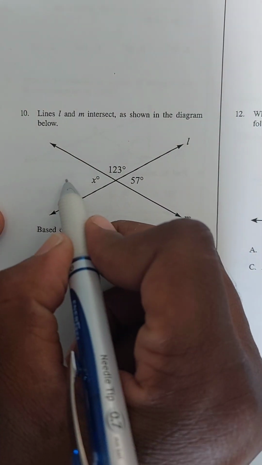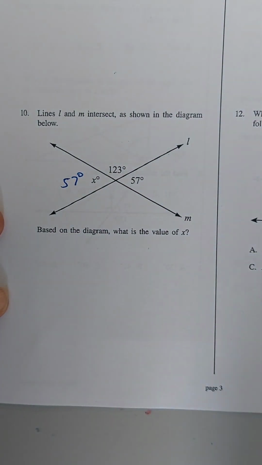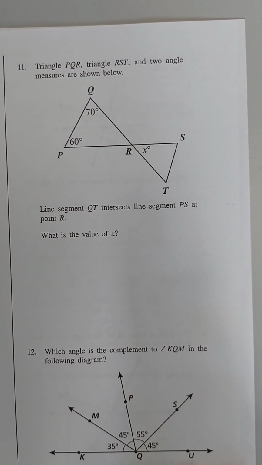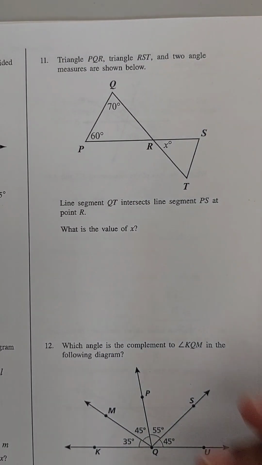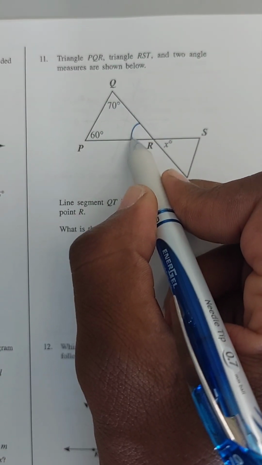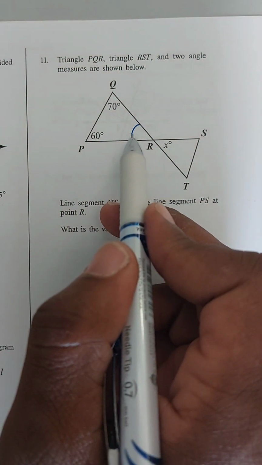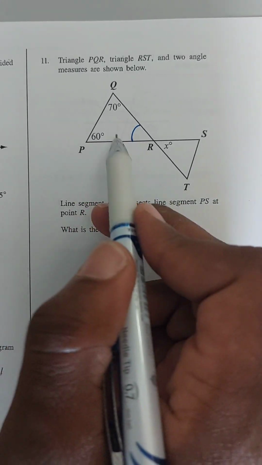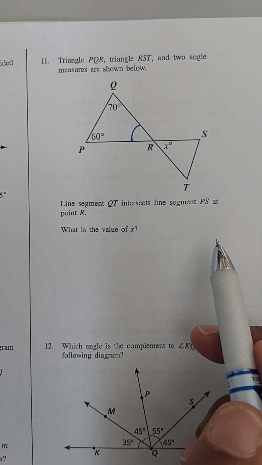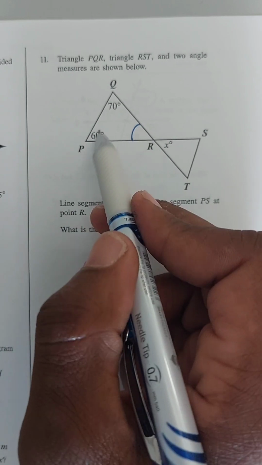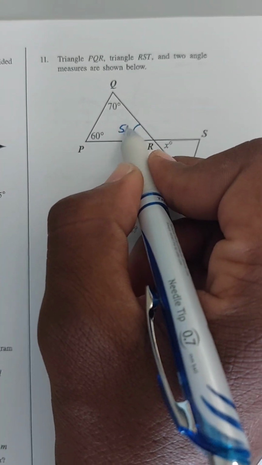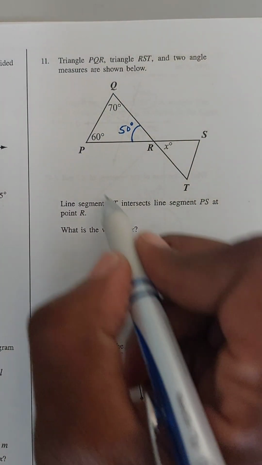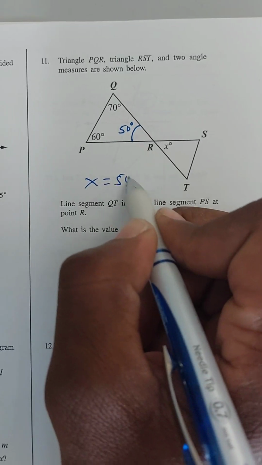Now here x is 57 degrees, vertical angles, we've already seen that. Over here, x is vertical to this angle, but if we know this angle, then we can know x. But what is this angle? Inside this triangle, these three have to add up to 180 degrees. These two, 130, so this is 50, and so x is 50 degrees over here.